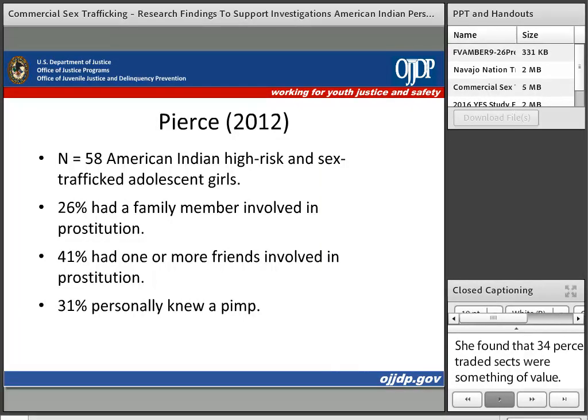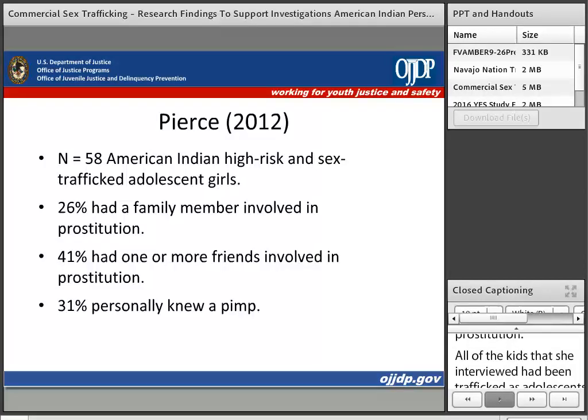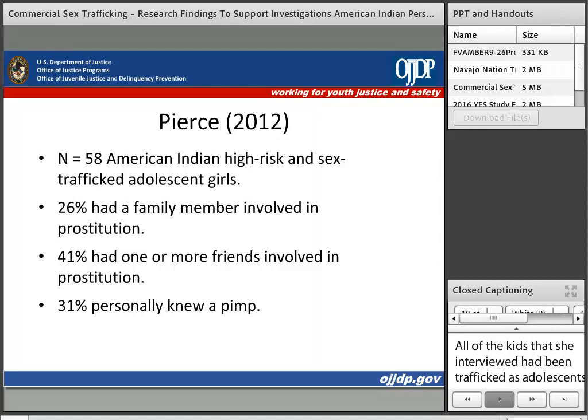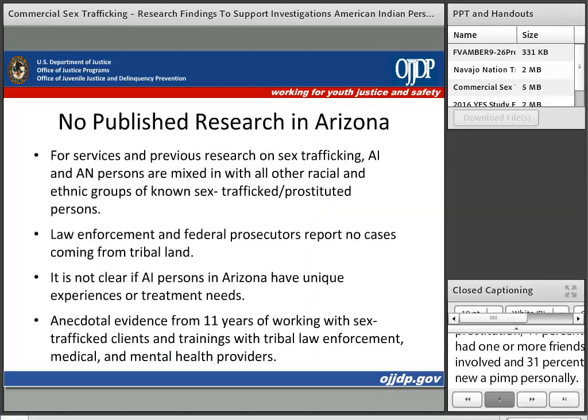And these next three statistics were the ones that were really sort of significant in this study: over a quarter of them, 26%, had a family member that was also involved in prostitution. So all the kids that she interviewed had been trafficked as adolescents, and 26% had a family member involved in prostitution. 41% had one or more friends involved, and 31% knew a pimp personally. So if they weren't in a trafficking situation, there was someone they knew who was a trafficker that had access to them and that they knew personally.